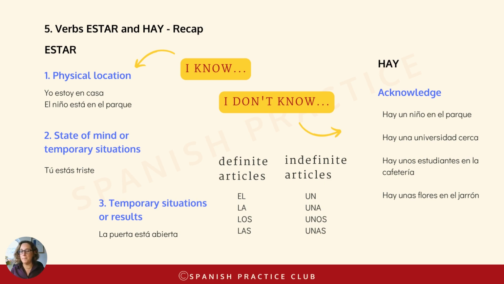Hay un niño en el parque. There is a boy in the park. Hay una universidad cerca. There is a university nearby. Hay unos estudiantes en la cafetería. There are some students in the coffee shop. And hay unas flores en el jarrón. There are some flowers in the vase.